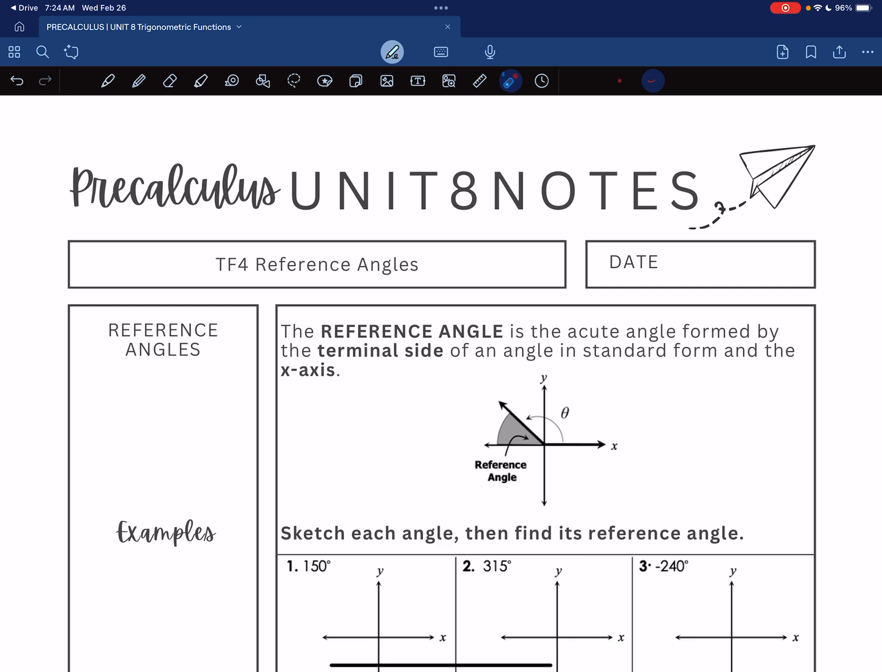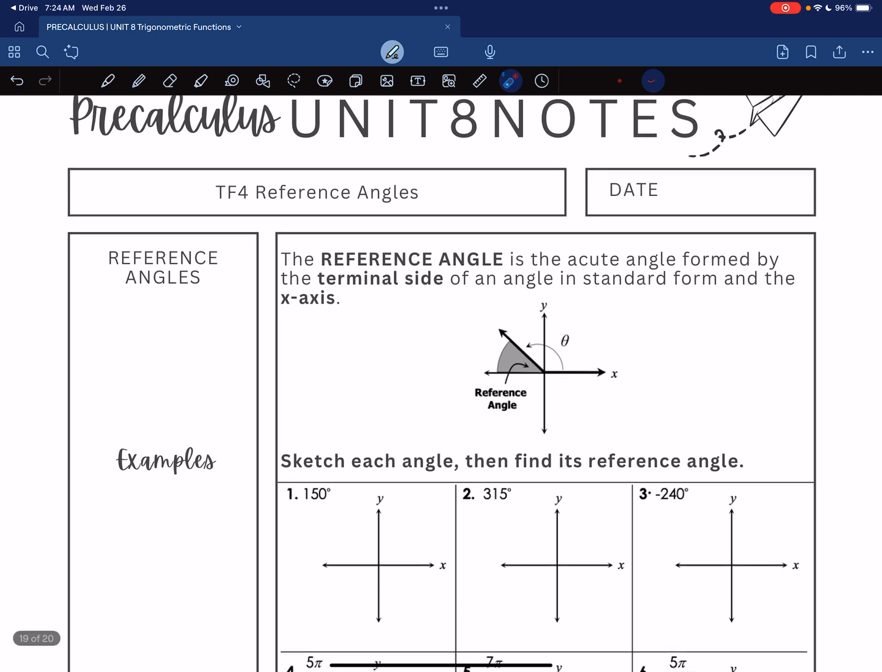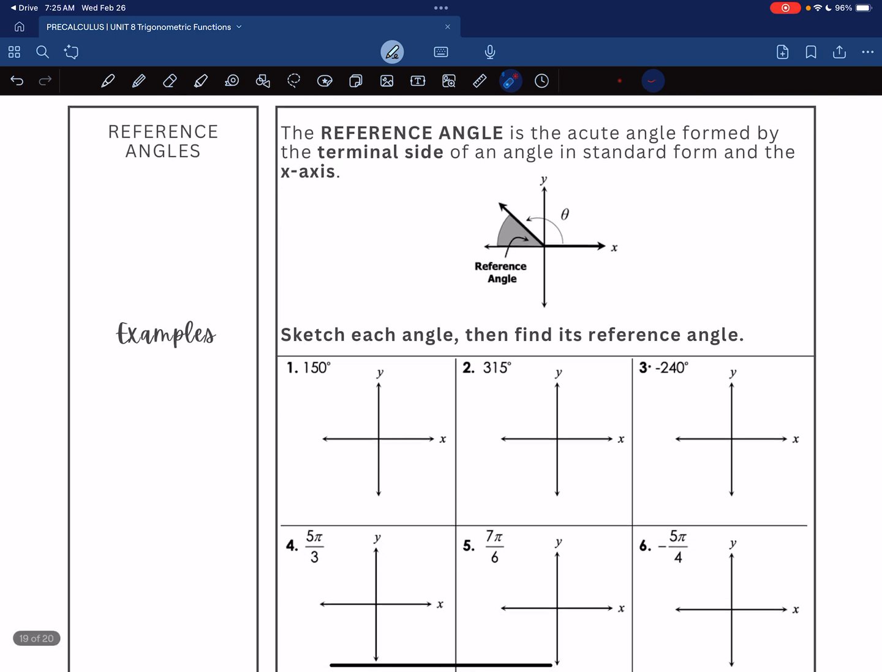We are in our fourth episode in our 8th unit of pre-calculus titled Trig Functions, and this lesson is all about reference angles. So let's go ahead and dive on in.